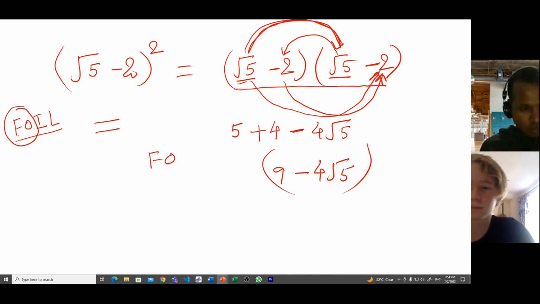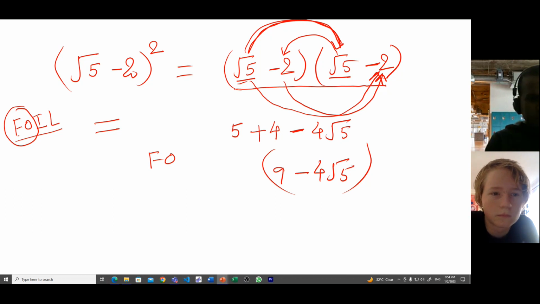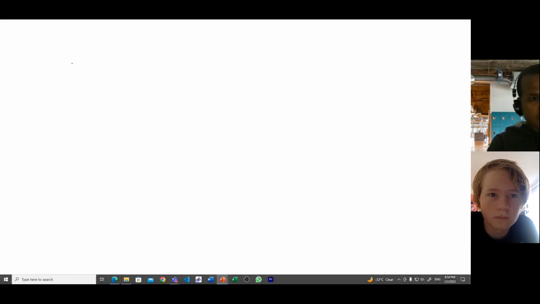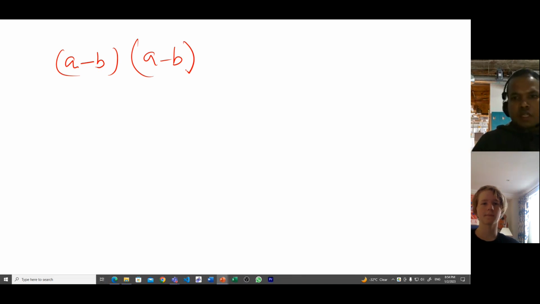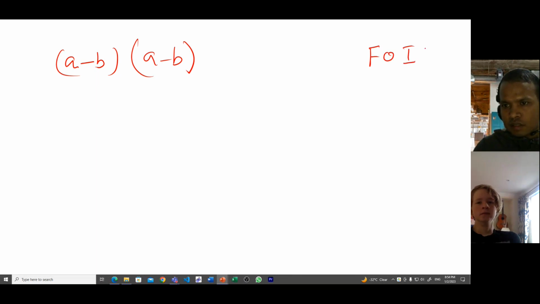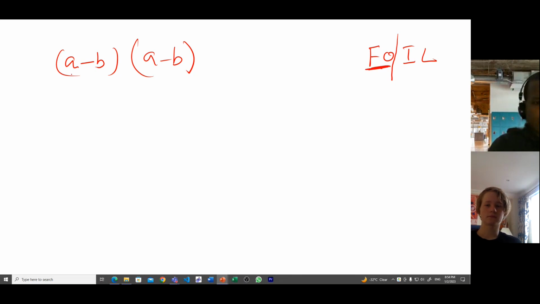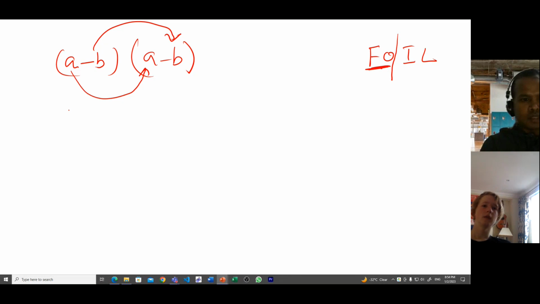Let me explain this one. FOIL. You didn't get it, so let me explain once again. Let's see A minus B, which we are going to multiply with A minus B. First, we multiply the first, outside ones, meaning A with A and B with B. A with A is A square, and B with B, both negative, is plus B square.